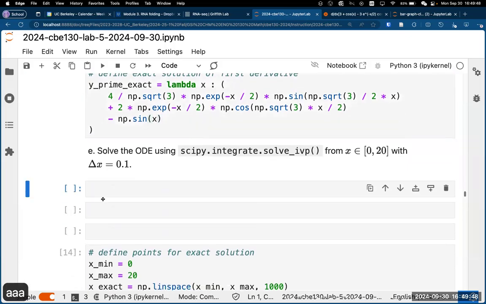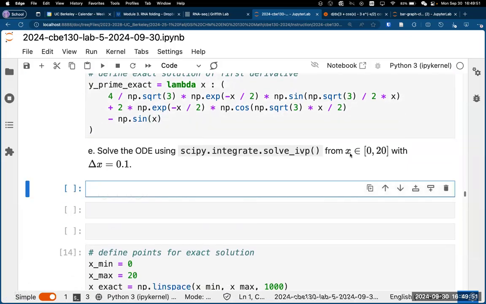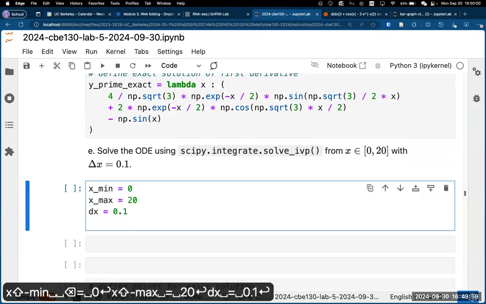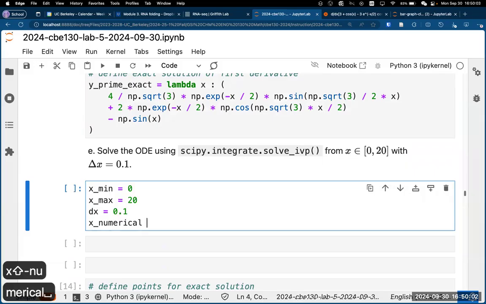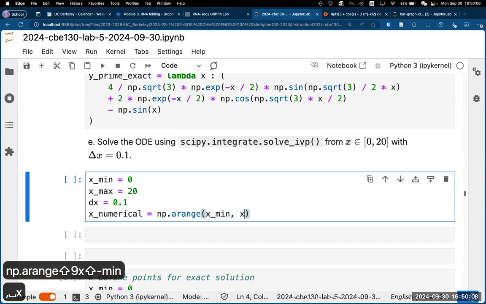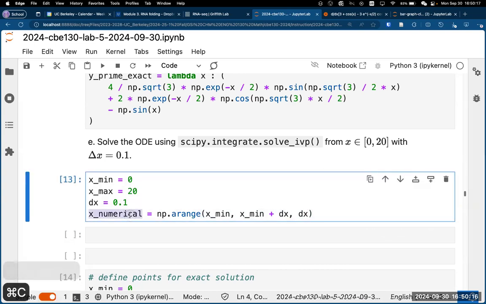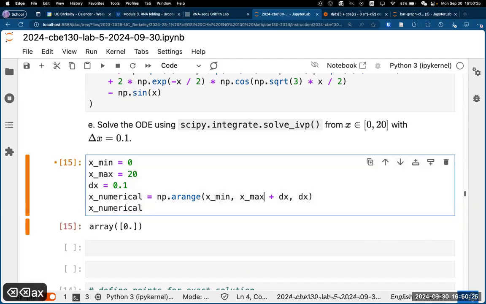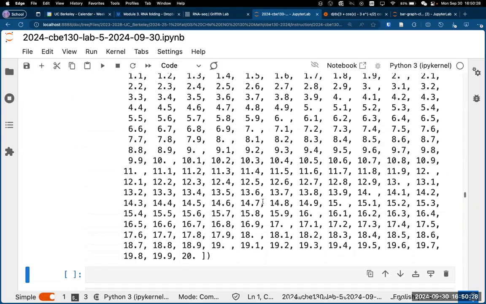And the important part is to solve this with solve_ivp. So we have an x here, so x minimum is 0, and x maximum is 20, with a dx of 0.1. So we can define the numerical x as np.arange from the minimum to the maximum, but we do want to include the endpoint, so we add the dx, at the step of dx. So this is our numerical points in x.